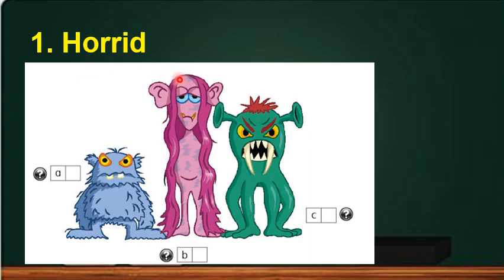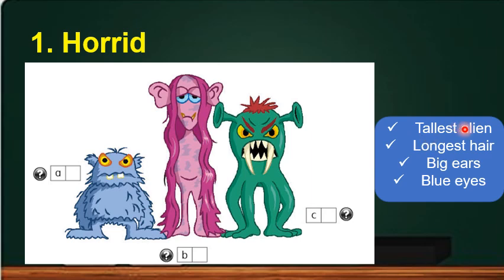Horrid is the tallest alien. It has the longest hair, big ears, and blue eyes. Which alien is Horrid? It is B. Correct.